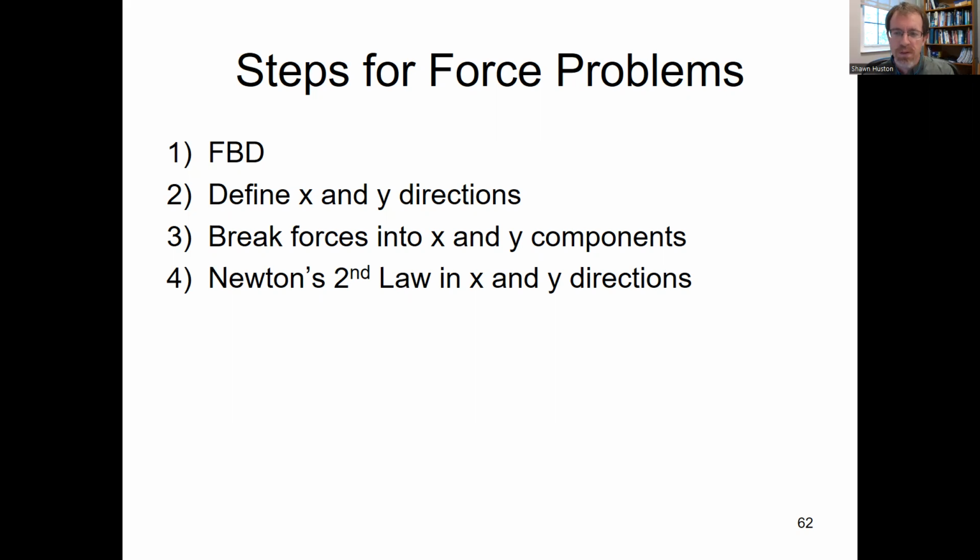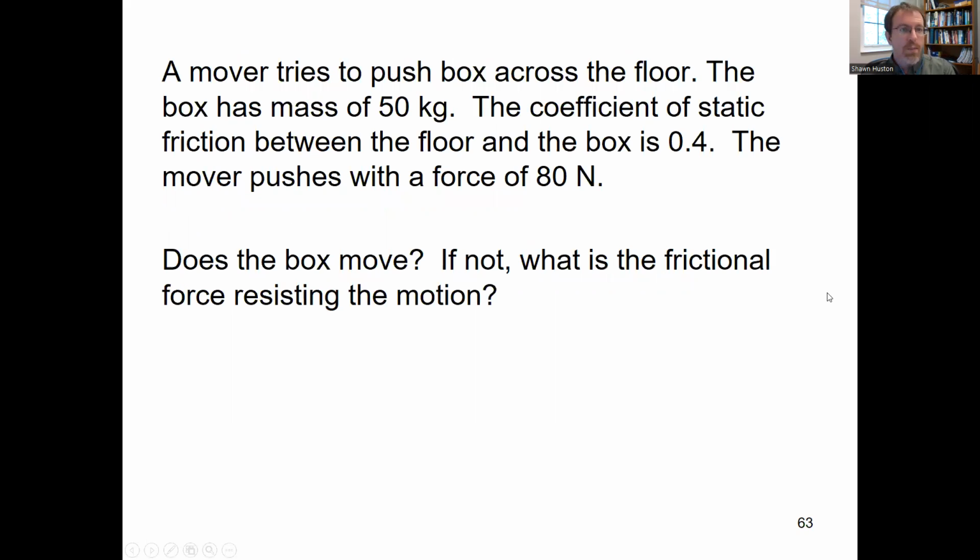Okay, so let's see the specific problem that I want to do in this video. This says we've got a mover trying to push a box across the floor. The box has a mass of 50 kilograms. It says the coefficient of static friction between the floor and the box is 0.4. And it says that the mover pushes with a force of 80 newtons. And we're asked a couple of questions. We're asked, does the box move? And if the box doesn't move, what is the frictional force resisting the motion?